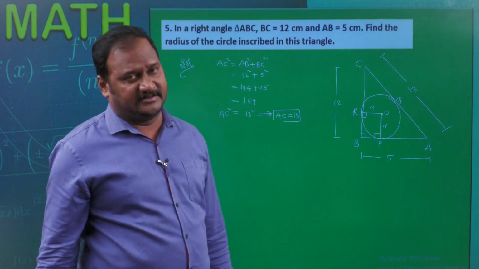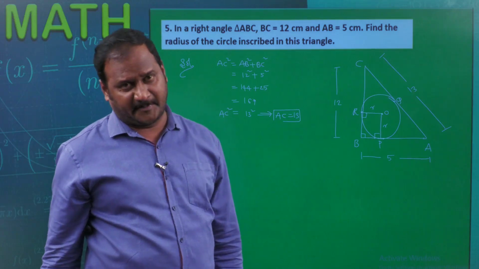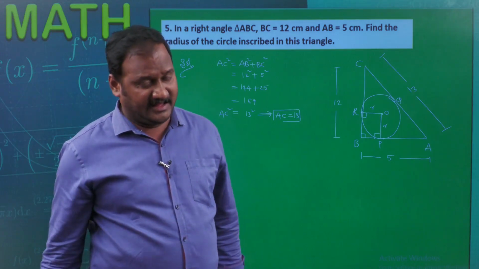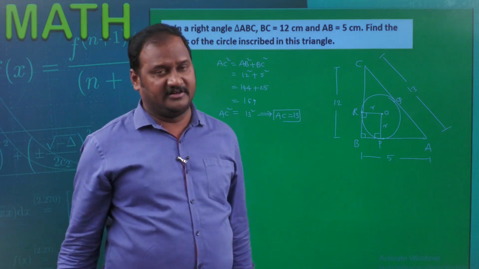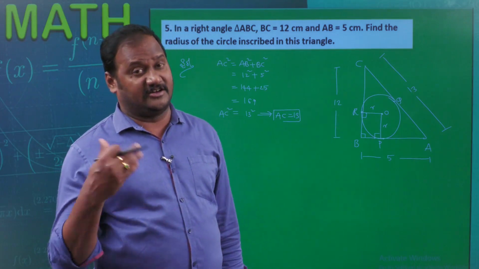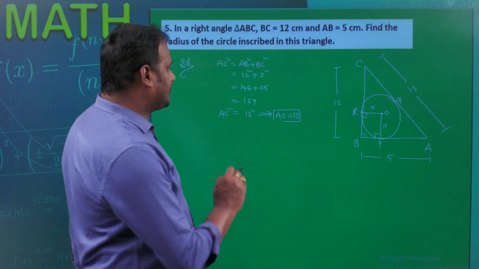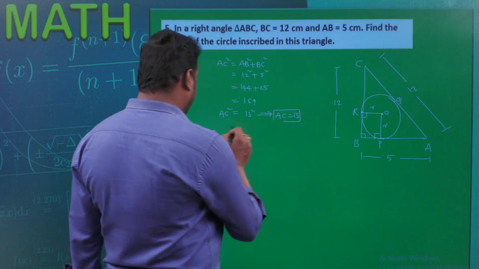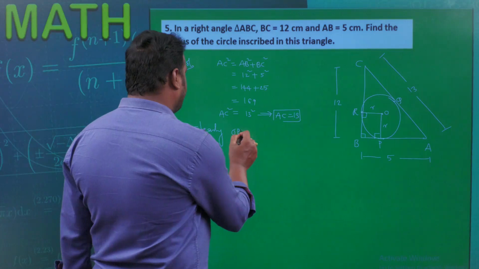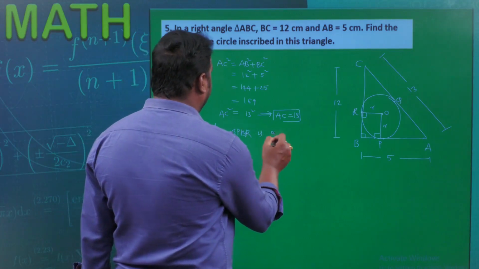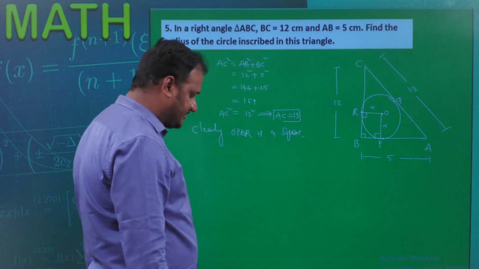In a quadrilateral, three angles are 90 degrees, which means obviously the fourth angle is also 90 degrees. Means it should be a rectangle. But in a rectangle, adjacent sides are not equal. But here adjacent sides are equal. If in a rectangle, adjacent sides are also equal, then it should be a square. Right? So clearly, OPBR is a square. So since it is a square, all four sides are equal.